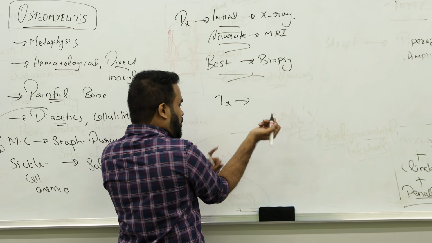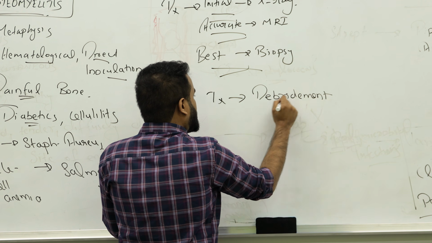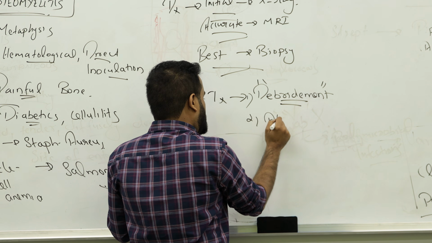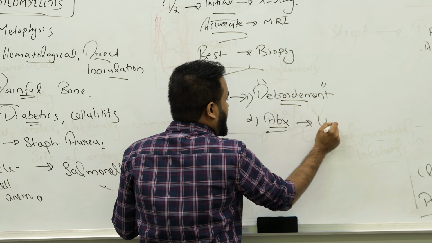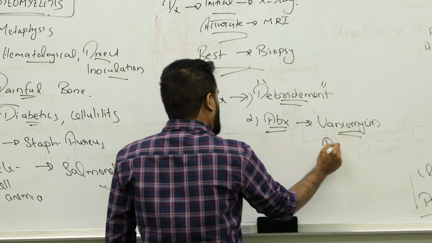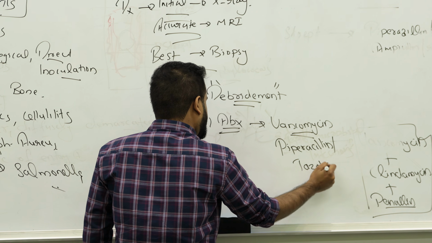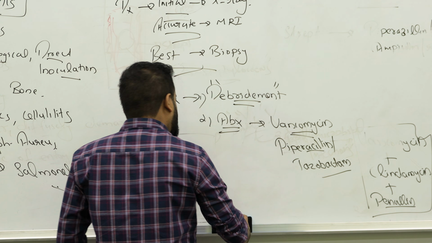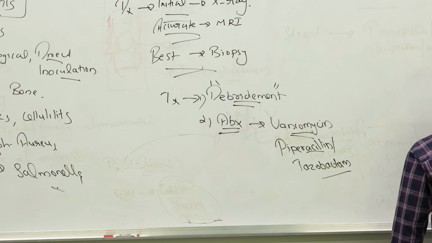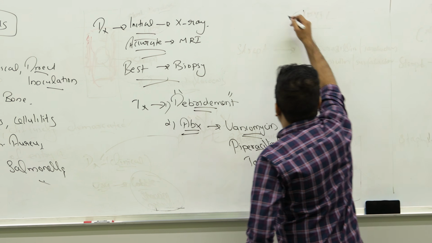Treatment, first you do what? If the bone is necrotized, do what? Debridement. And give them what? Antibiotics. Like vancomycin you can give. Then piperacillin, tazobactam. So this is how you treat a patient who is having what? Osteomyelitis. That can be a complication of cellulitis, or in a diabetic patient, the bone is affected, right? So we must be very careful. The bone will be completely damaged.